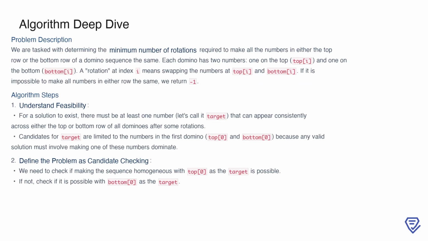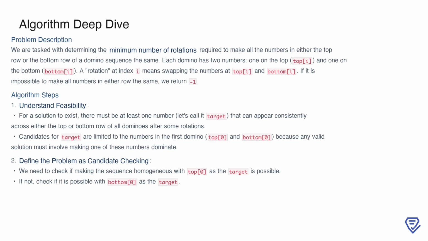In this problem, we need to determine the minimum number of rotations required to make all the numbers in either the top row or the bottom row of a domino sequence the same. Each domino has two numbers, one on the top and one on the bottom. A rotation at any position means swapping the numbers at that specific index between the top and bottom rows. If it is not possible to make all the numbers in either row identical, we return -1.